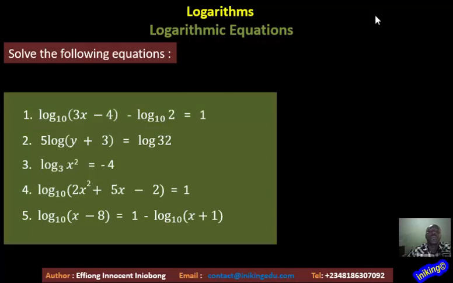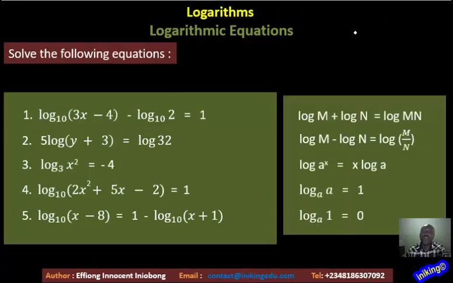In this video clip, we will take care of questions 1, 2, and 3. And in the next video clip, we'll take care of questions 4 and 5. To do this, we'll have just beside us all the laws that we have considered so far. And there they are, the first to the fifth. And we'll see how these laws will help us in solving all these equations. Let's start with question number 1.